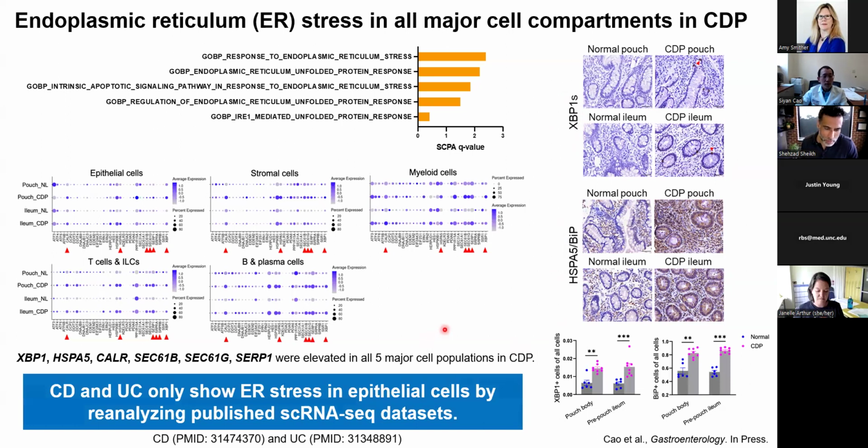And finally, we performed another reanalysis of published databases for Crohn's disease and ulcerative colitis. And we found that in those 2 databases, there is only ER stress in the epithelial cells, which is different from what we found in Crohn's-like disease of the pouch.